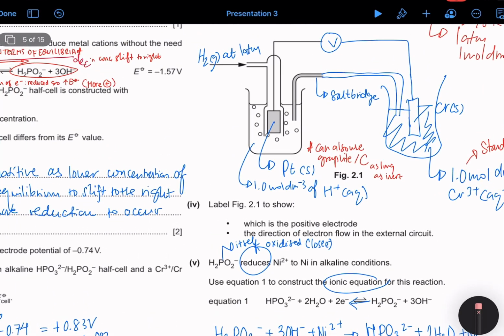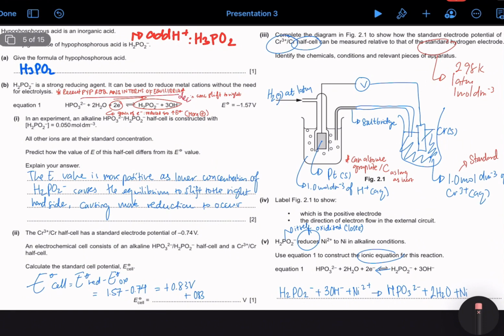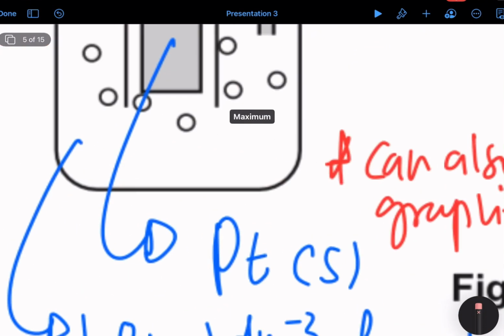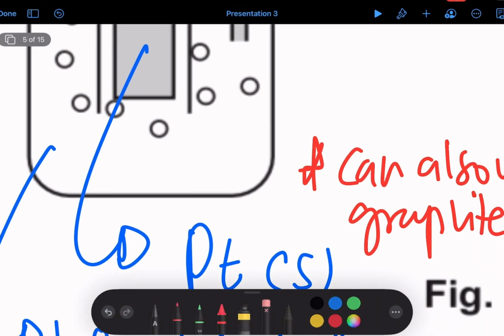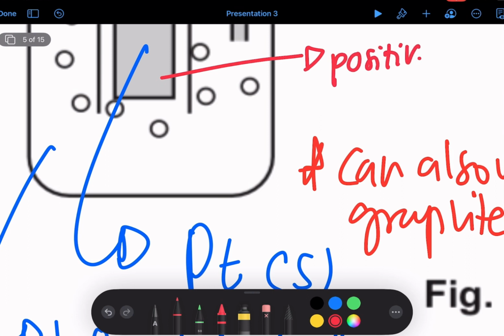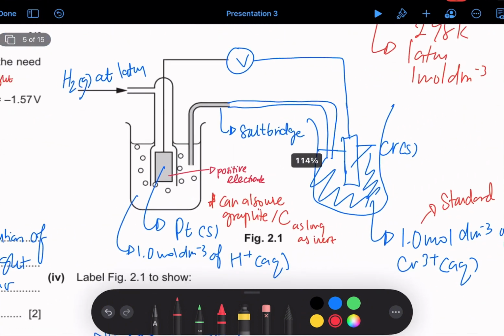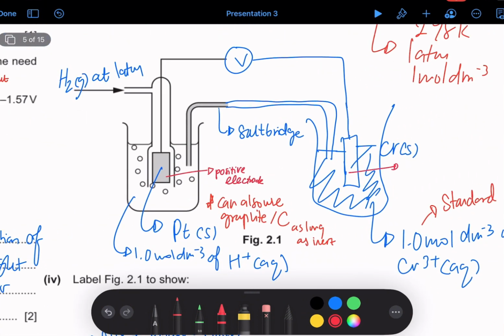Question IV. Label figure 2.1 to show which is the positive electrode and the direction of the electron flow in the external circuit. Which one is the positive electrode? Your platinum here is the positive electrode, and your chromium here is the negative electrode.